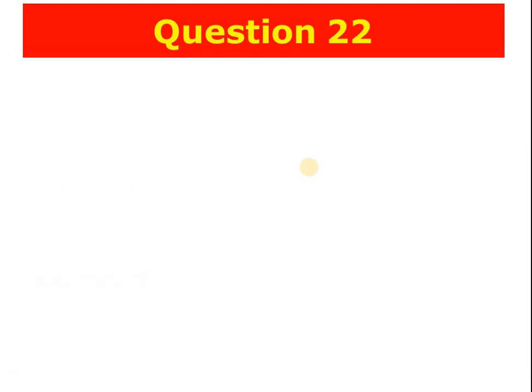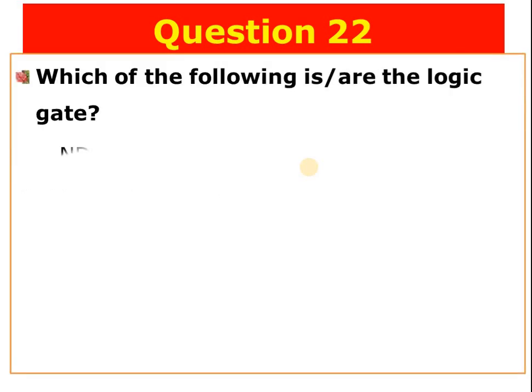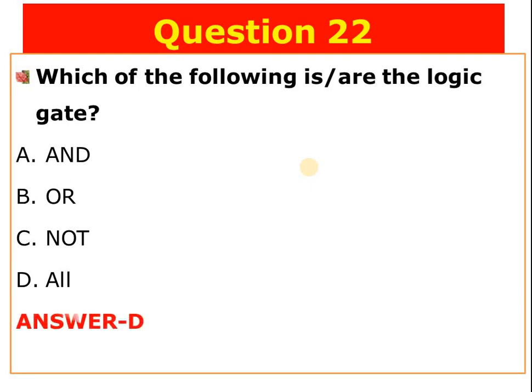Let us go to question number 22. Which of the following is or are the logic gate? A. and, B. or, C. not, D. all. The answer is all. These all are said to be logic gates.